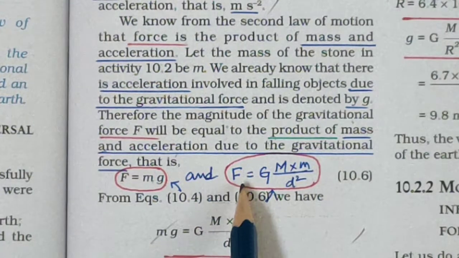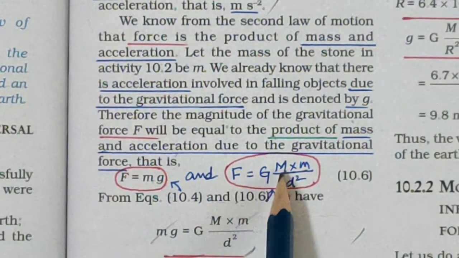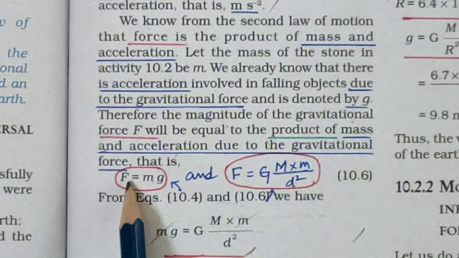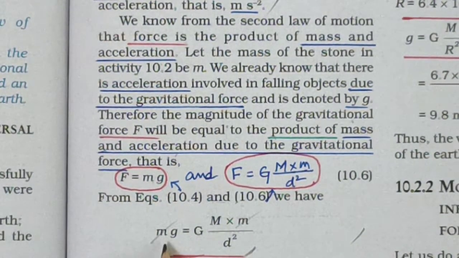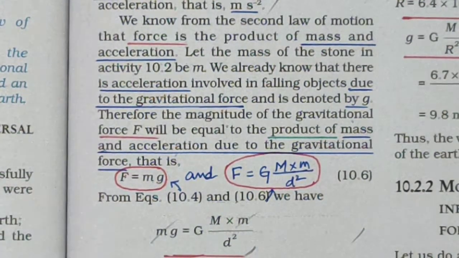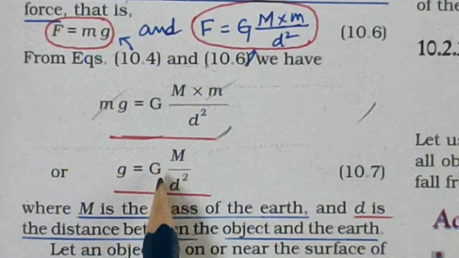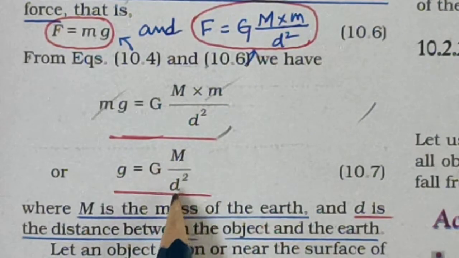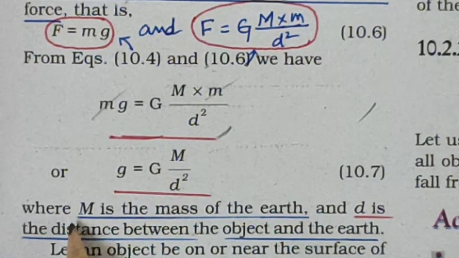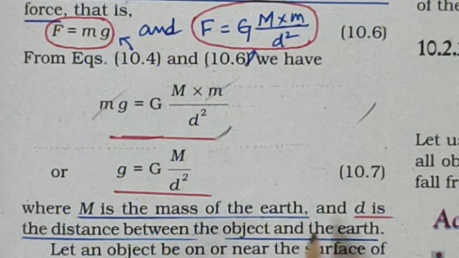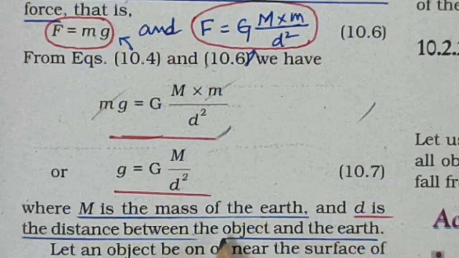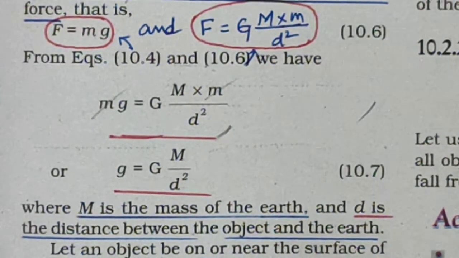And we also know that F is equal to G M m by d square. So when you substitute for F here, mg will be equal to G M m by d square. This m and this m will get cancelled, or g is equal to G M divided by d square, where M is the mass of the earth and d is the distance between the object and the earth.